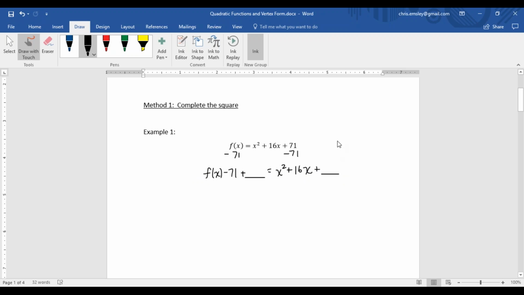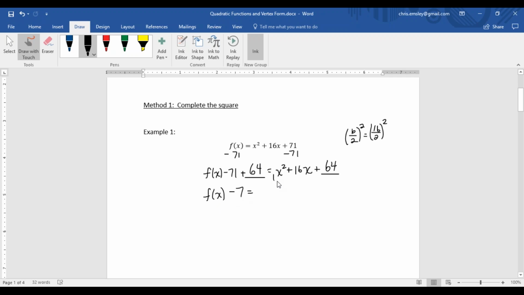And when we complete the square, we need to add something to both sides, and that something is b over 2 squared. So in this case, our b is 16 over 2, that's 8, and 8 squared is 64. So we need to add 64 to both sides of that equation. Then in our next step, on the left, we can combine those two constants that we have. A negative 71 and a positive 64 leaves us with minus 7.